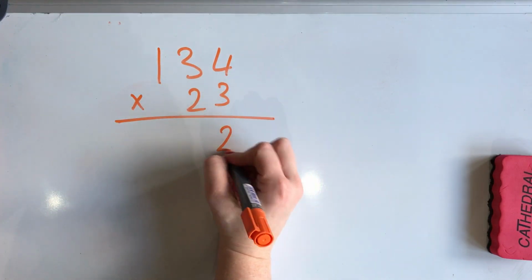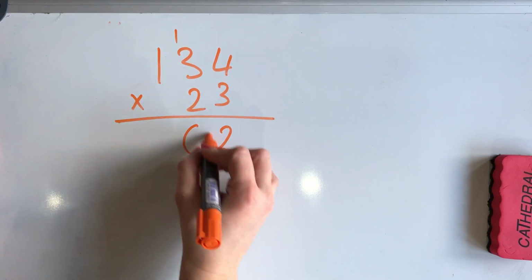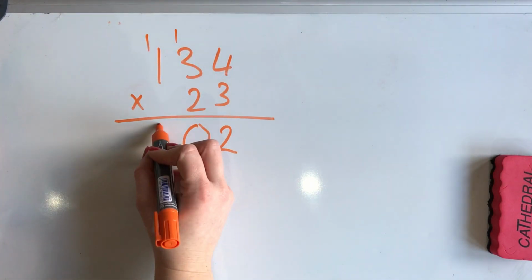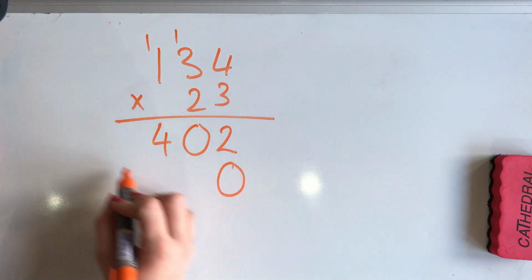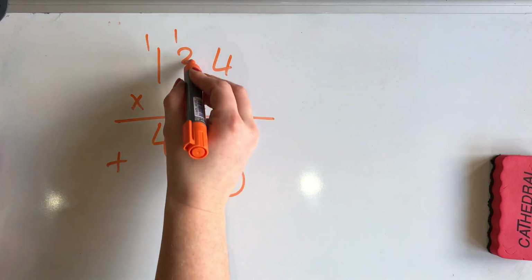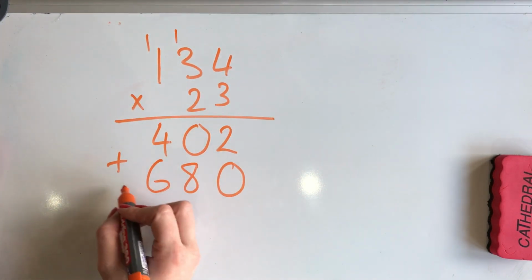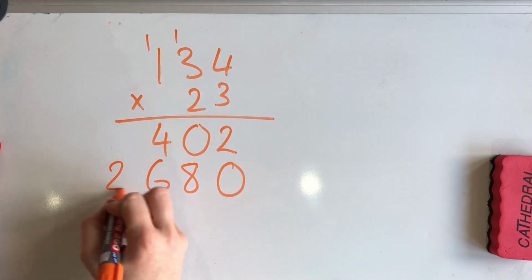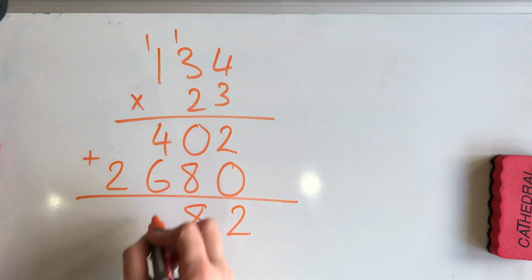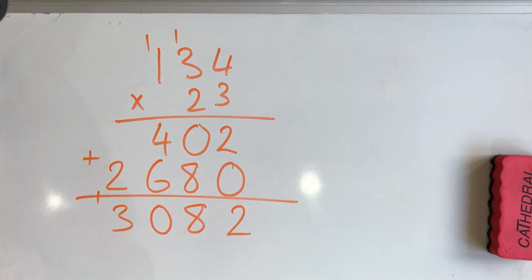3 multiplied by 4 is 12, carry the 1. 3 multiplied by 3 is 9, plus 1 is 10, so carry my 1. 3 multiplied by 1 is 3, plus 1 is 4. I put my 0 in. 2 multiplied by 4 is 8. 2 multiplied by 3 is 6. 2 multiplied by 1 is 2. Then add them together, so that's 2, 8, 10, so I carry my 1 and 3. 3,082.